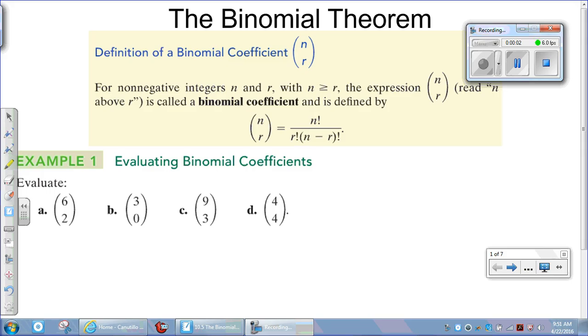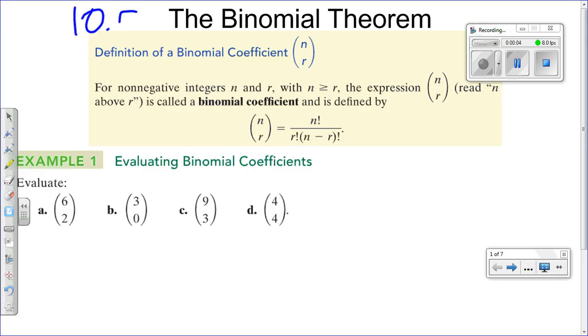Section 10.5, which is the binomial theorem. I'm going to try to post a PDF file of the handout, but you may also pick up a copy in the classroom by Monday. The section is not very long, and it's going to build up so that we could study the next two sections, 10.6 and 10.7.